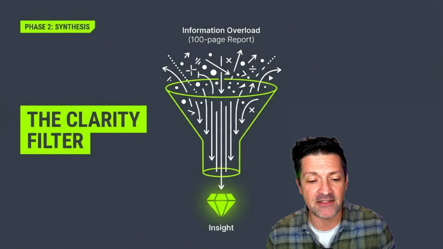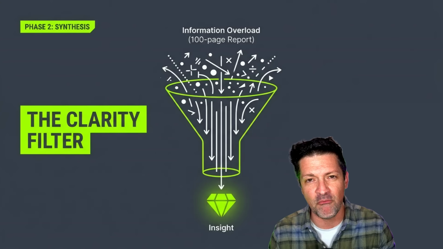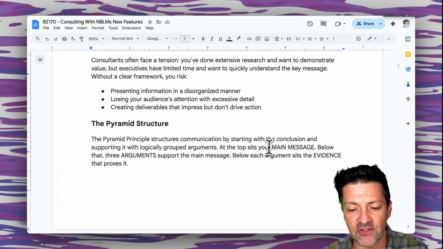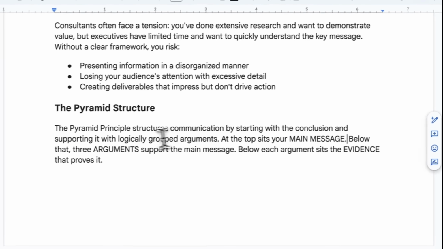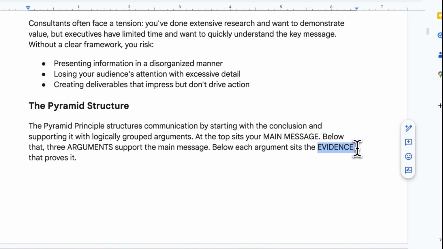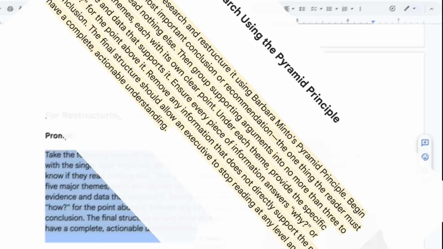And basically what it does is it takes all that research and crunches it down to the absolute most important parts of the research there. So the main message supported by 3 arguments and evidence for each of those different arguments. So that's what we're going to do now. We're going to grab this prompt and drop it into NotebookLM to crunch through all that data that we've pulled together to really get that main message and the evidence behind it.